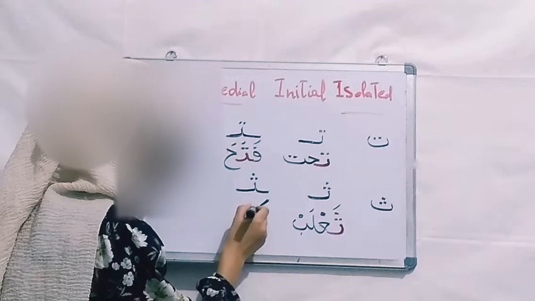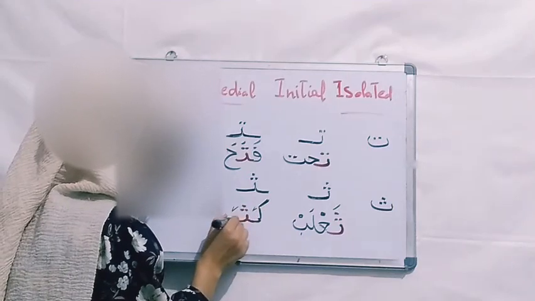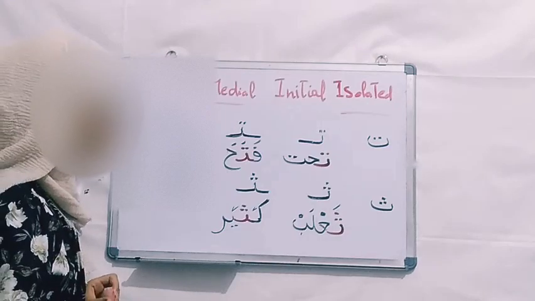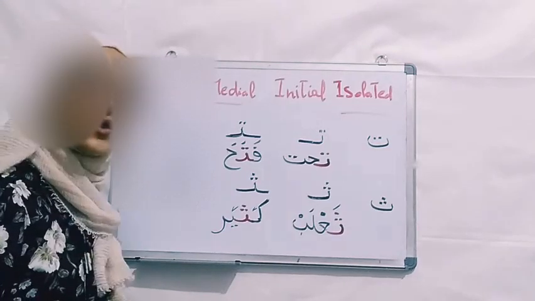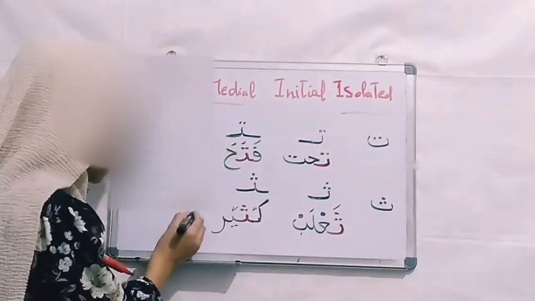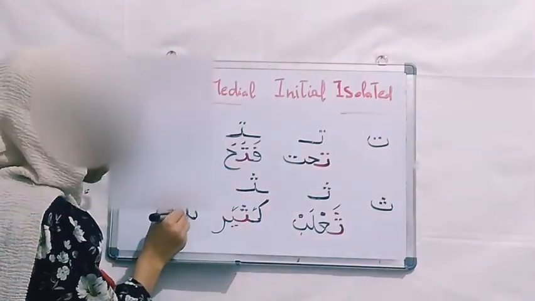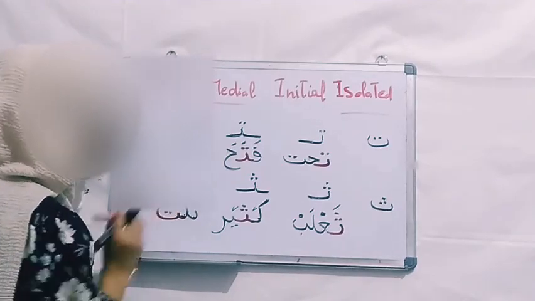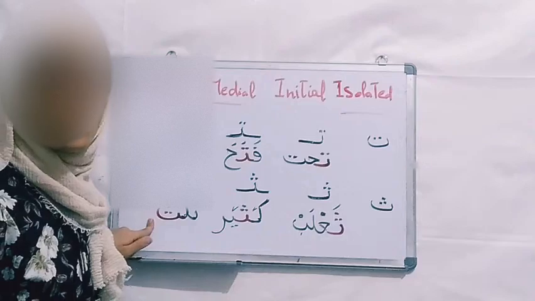It needs to be connected to before and after. كثير. And in the final form we have ثلث, which means 1/3. And also we have tha in the initial form. Then we have tha in the final form. ثلث, 1/3.